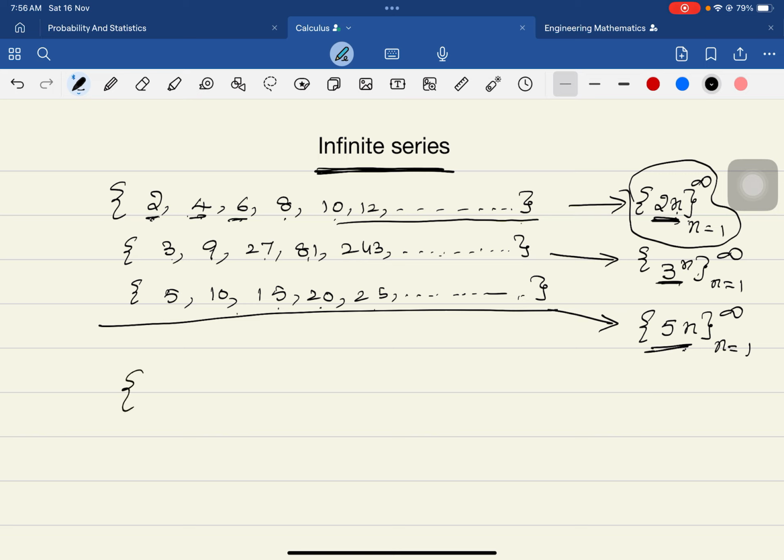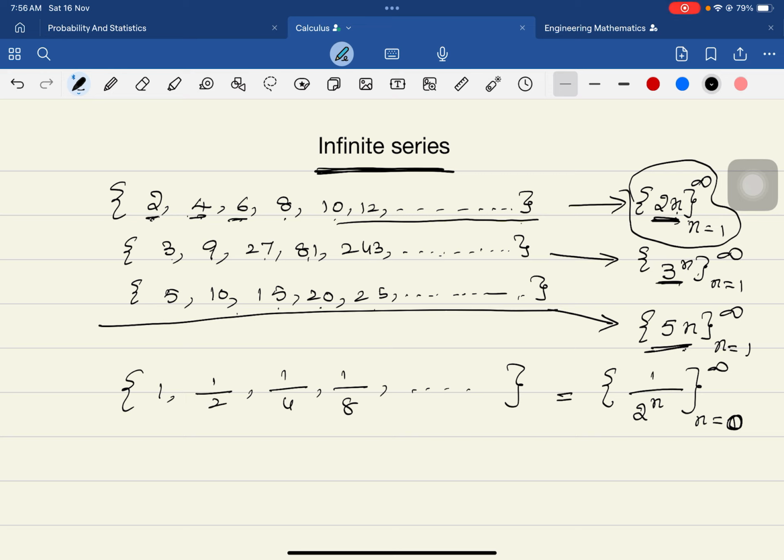Now let us go to the next series, where we have 1 by 2, then 1 by 4, and then 1 by 8, and so on. You can now tell the next terms, and the function here is nothing but 1 over 2 to the power of n, where n is equal to 1 to infinity. Okay, n is equal to 0 to infinity, let us say.